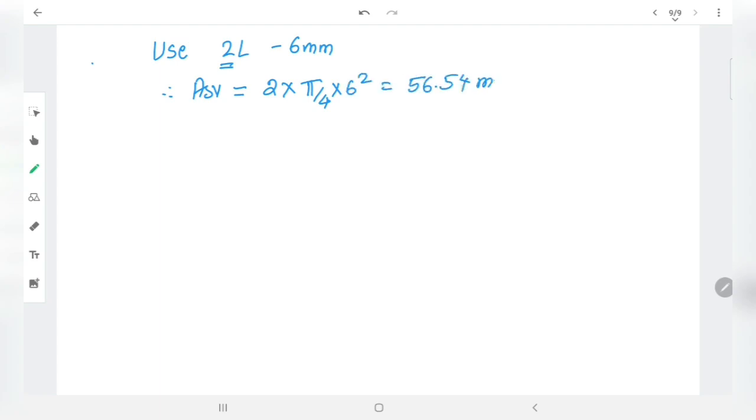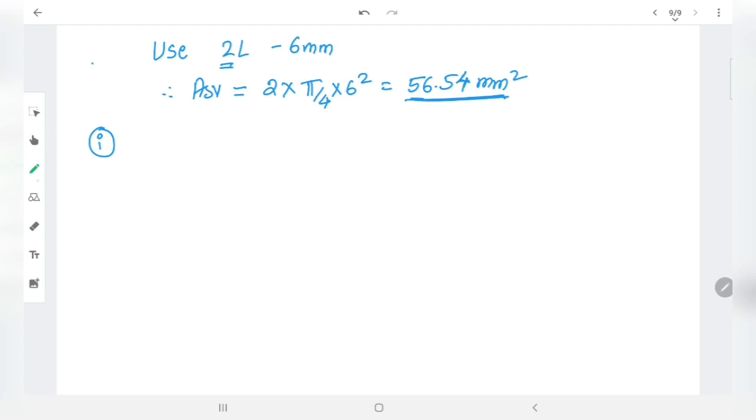So here I will first be using two-legged 6 mm dia stirrups. So area of shear reinforcement is equal to 2 into the area of one bar. The stirrups will have two legs, so that's why I am writing 2 here, and the area of one 6 mm bar gives 56.54 mm square. This is the area of the shear reinforcement.